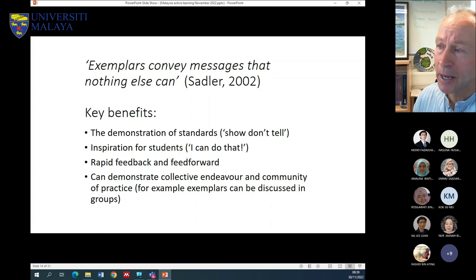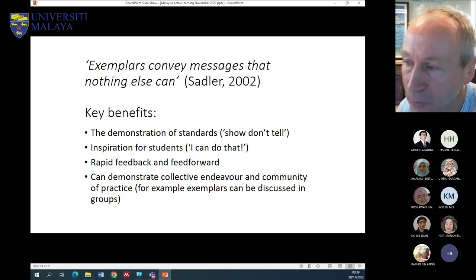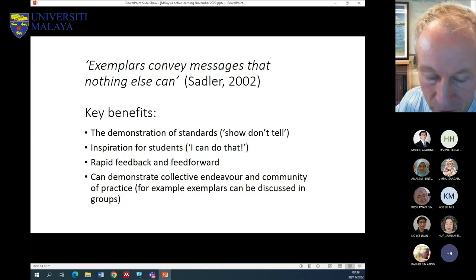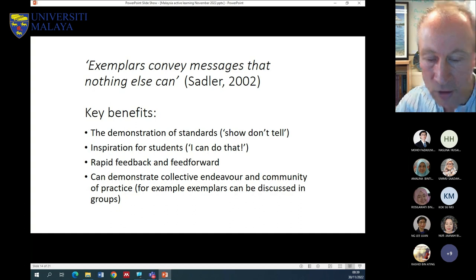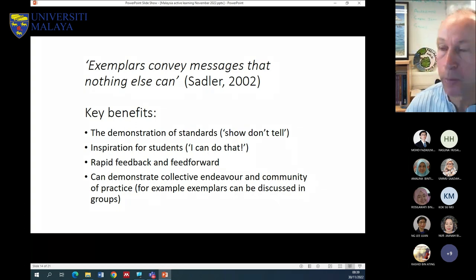So this is about showing, not telling. It's inspiration for students. If students see a particular example, they think, I can do that. It can give really rapid feedback and feed forward. So helping to give students information that will improve their performance next time. And you can use exemplars in dialogue. You can show them and then you can talk about them.